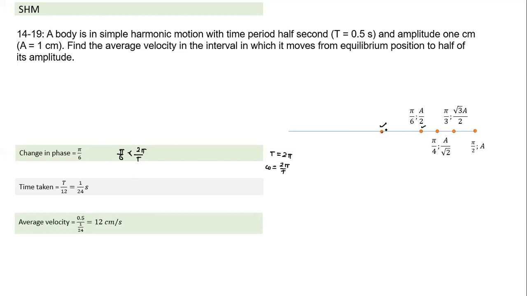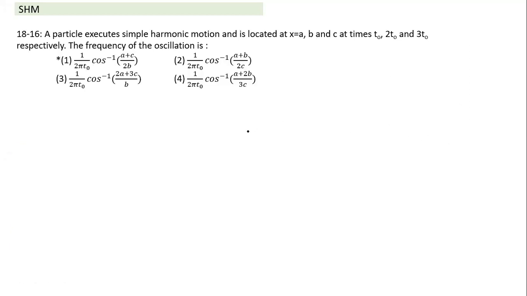So whenever such motion from one position to another is involved, what is the time it will take to move from something like A by 2 to root 3 A by 2? The time taken we can much more easily calculate by first calculating the change in phase. Change in phase is a much easier way of finding the time for a particle to move from one particular position to something else. Okay, these are simple applications of the equation.